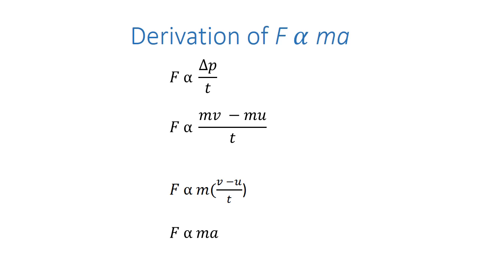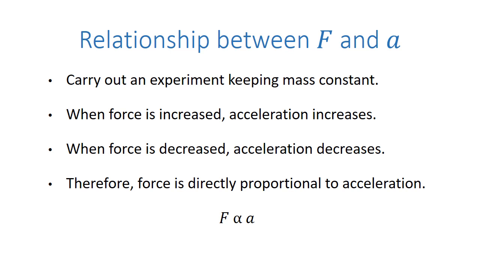So that is one way to get the relationship between force and mass and acceleration. But there is another way. Another way to get the relationship is by doing experiments. Just now we found it using mathematics. This time is from conducting experiments. Look at the first one. The first one is to find the relationship between force and acceleration. By carrying out an experiment keeping mass constant, we can get the relationship between force and acceleration.